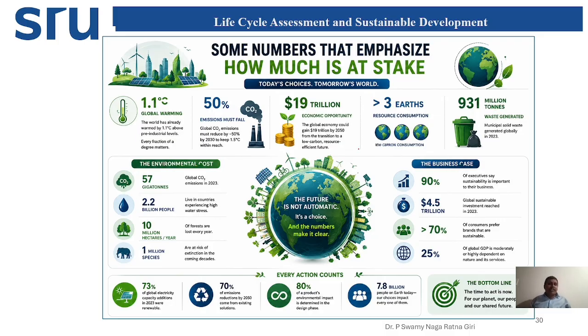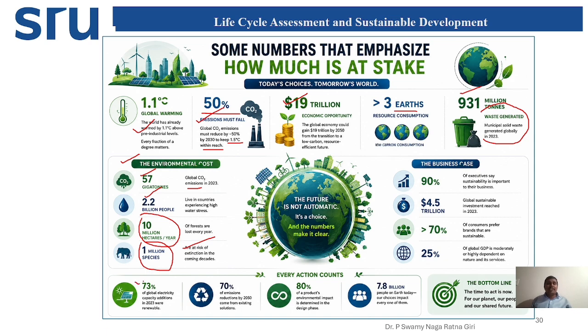Global warming has already reached 1.1 degrees. The world has already warmed, so 50% of emissions must fall. That is the agenda, to keep 1.5 degrees within reach. There is a 19 trillion economic opportunity, and resource consumption must be reduced. 931 million tons of waste was generated. We have to think about the environmental cost, and gigatons of carbon emissions should be reduced. 2.2 billion people live in affected countries, 10 million hectares of forest we have to consider, and 1 million species are at risk of extinction in the coming decades.